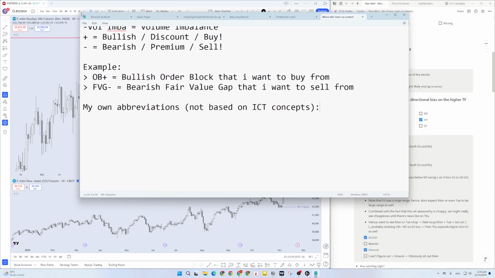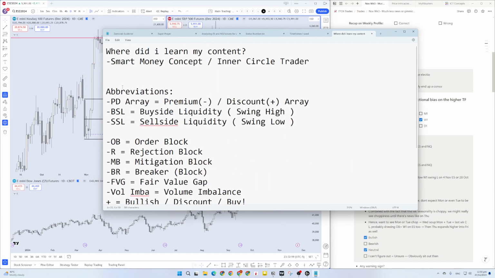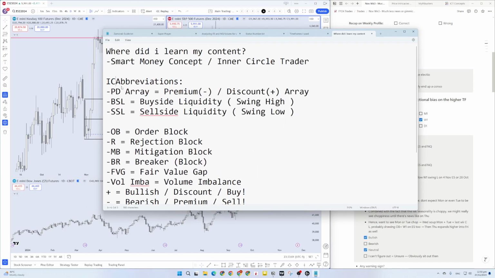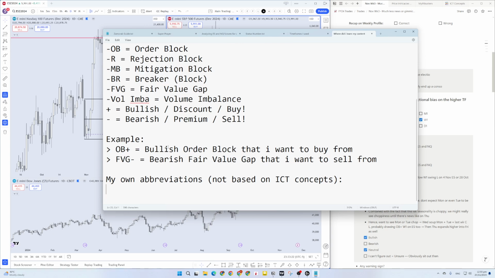Okay, let me make this bigger. So I should label this as ICT abbreviations that I use. So these are all the extra small letters like you will see. Let me talk you through some of them.